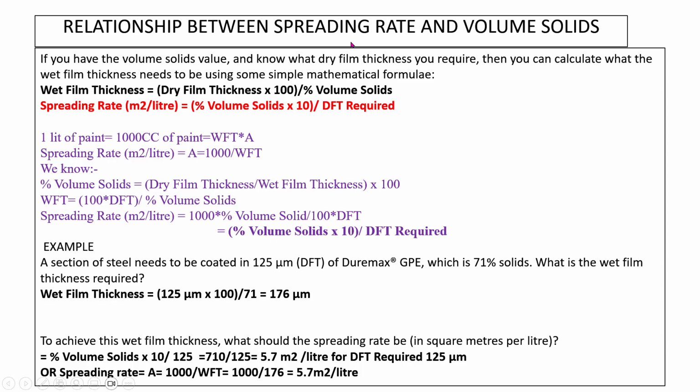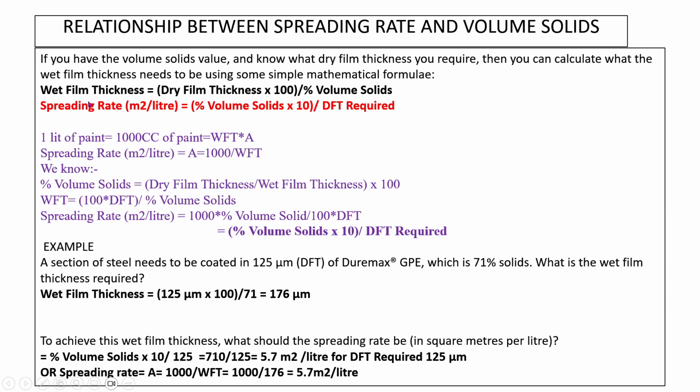Now, the relationship between spreading rate and volume solids. What is the spreading rate? It means how much area will be covered by 1 liter of paint. The relation with volume solids is there. If you know the volume solids value, you know the dry film thickness you require to protect the metal being painted. You can calculate the wet film thickness needed if you know the volume solids.